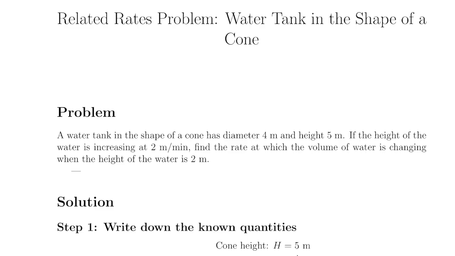In this video, we're given a water tank in the shape of a cone, has diameter 4 meters and height 5 meters. If the height of the water is increasing at 2 meters per minute, find the rate at which the volume of water is changing when the height of the water is 2 meters.